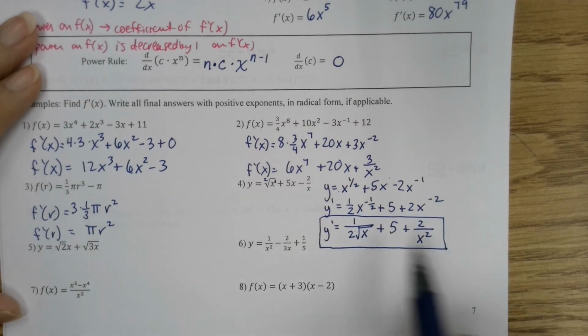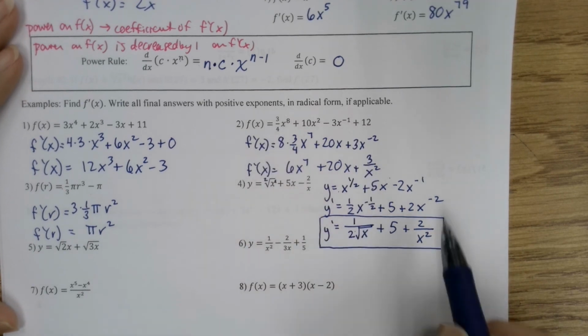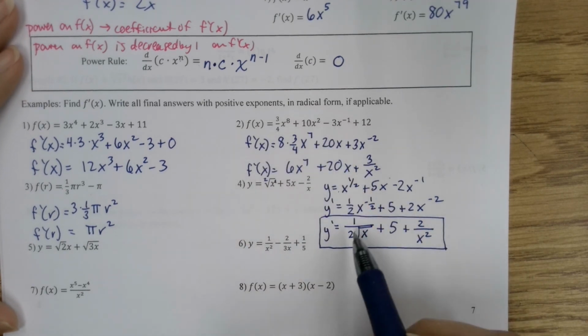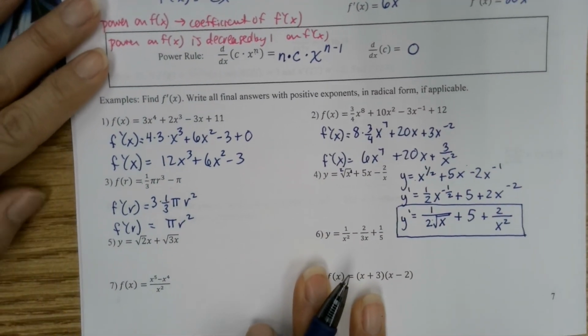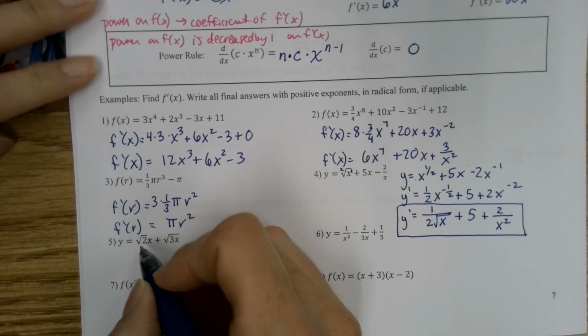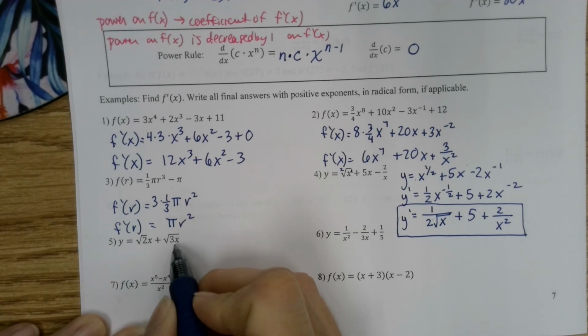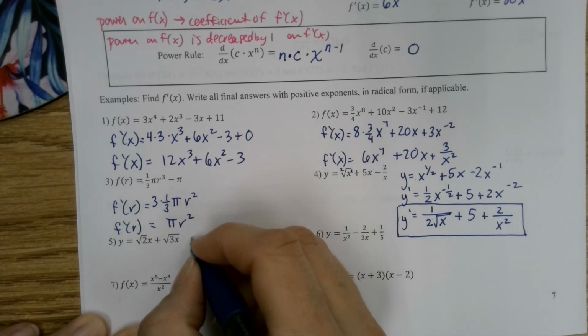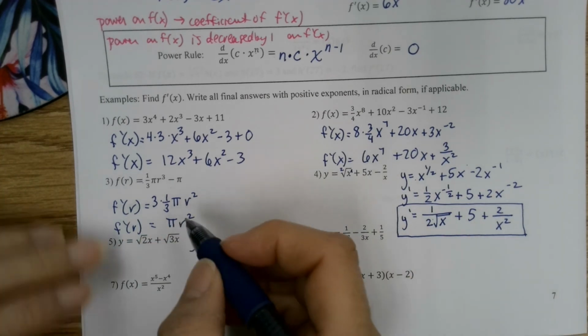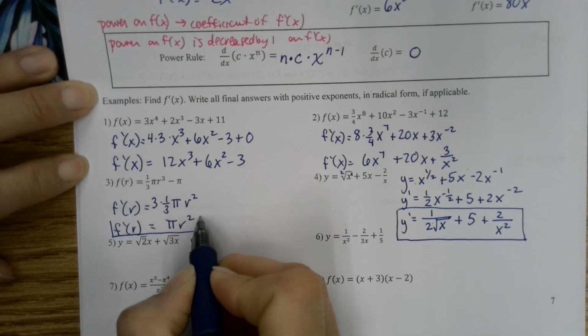All right, just a reminder, we want to write positive exponents. I've got positive exponents. We want radical form. We've got radical form. All right, take a look at example number 5. So I have a square root of 2 times x, and then I have a square root of 3x.